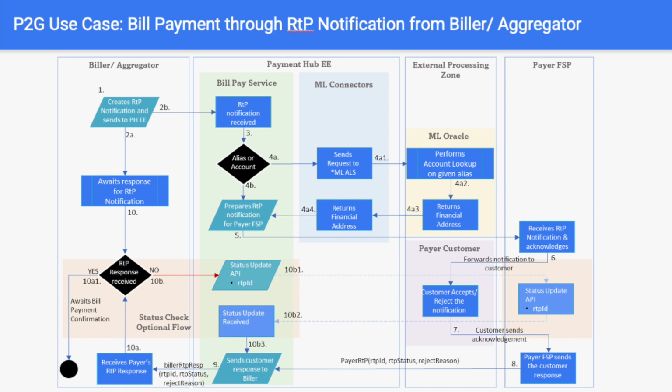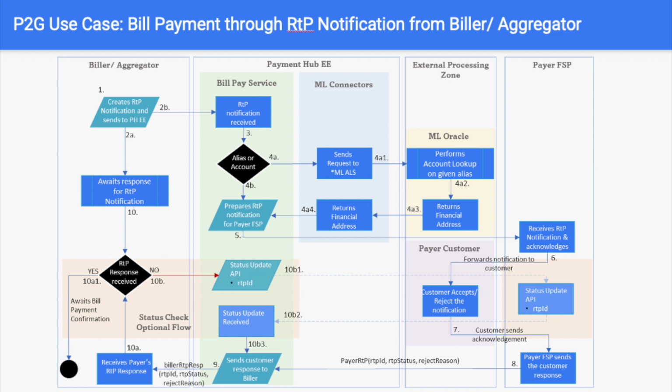One thing which you can see over here, this orange highlight, is that because this is again an asynchronous process, sometimes the response may not reach. So we have provision for status check APIs.